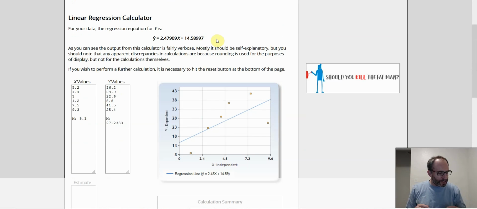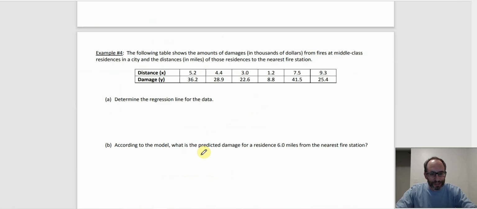Our book, the Newton open source book, and the homework tend to use 3 significant figures for the slope and intercept, so I'm going to stick with that. So I'm going to say the slope is 2.48, and then the intercept would be 14.6. So the regression equation, we're going to have that y hat is 2.48x plus 14.6.